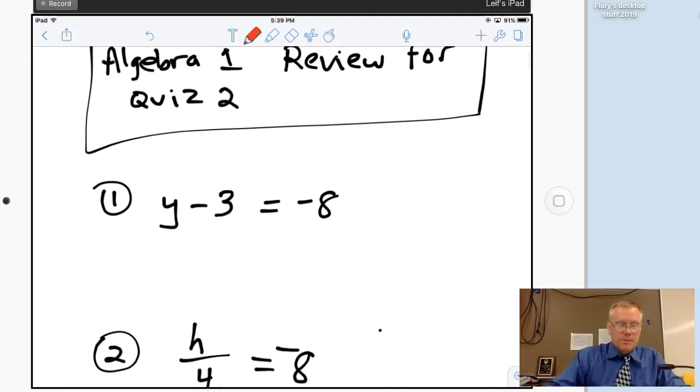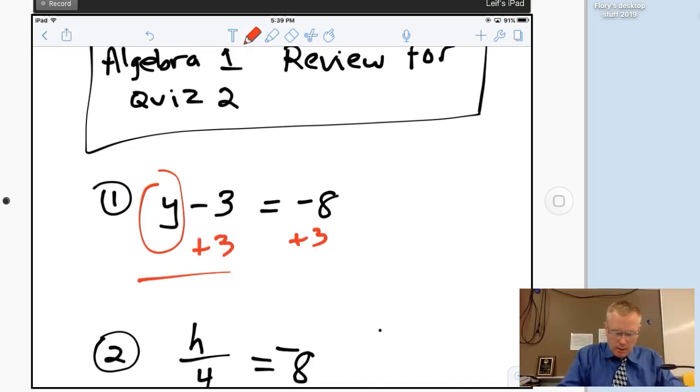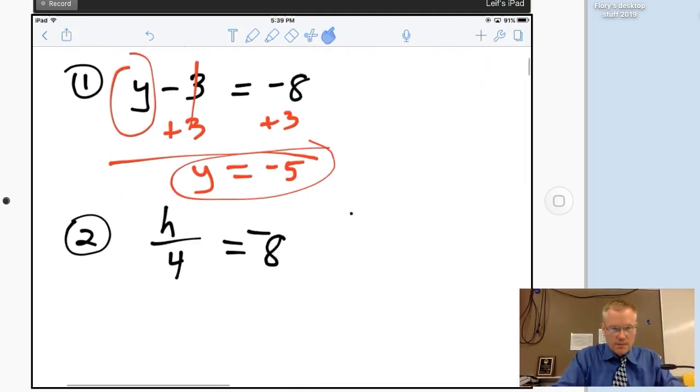There's going to be some of these problems on your quiz that'll be rather straightforward. You're just trying to get the y alone, so you're thinking opposite operations. What's the opposite of subtracting 3? Well, that's adding 3. Okay, and I add 3 to both sides. The 3's cancel. Negative 8 plus 3 is negative 5, and that's the answer.